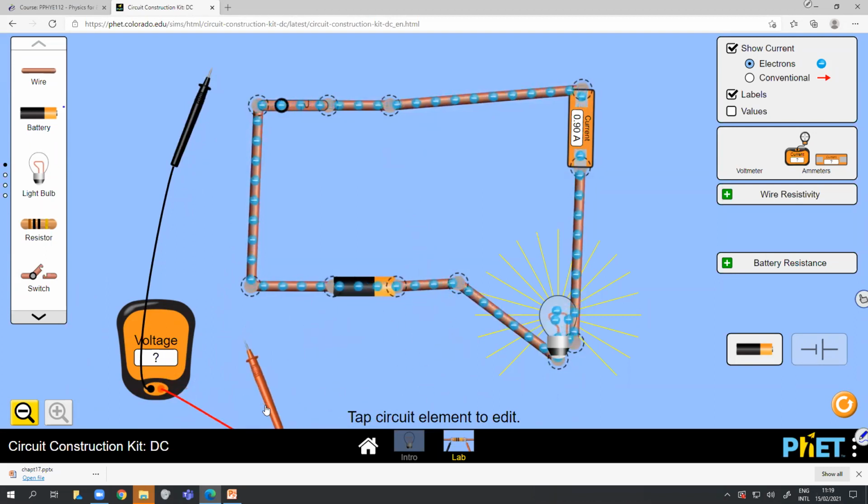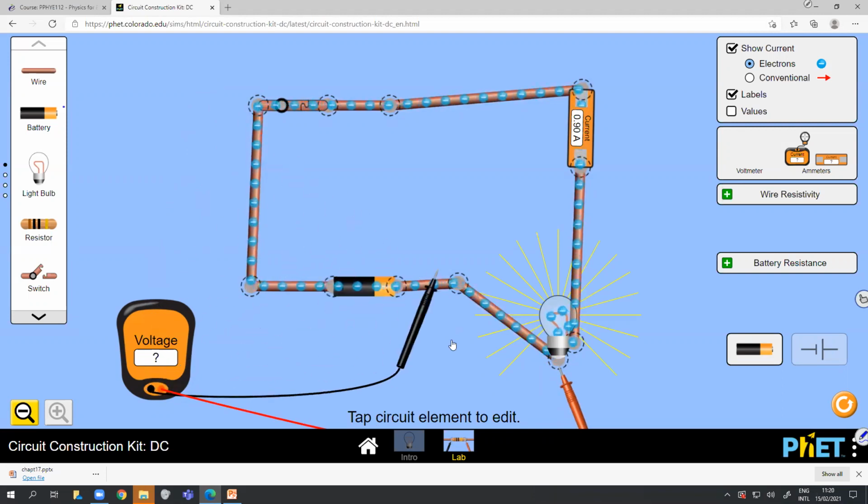The voltmeter, like the ammeter, also has a positive and a negative side. The positive end is usually red. Take the positive end and connect it to the positive side of the bulb, because this is the battery positive side. So the positive side of the bulb will be this one, and the other end you connect to the negative end. There it is.